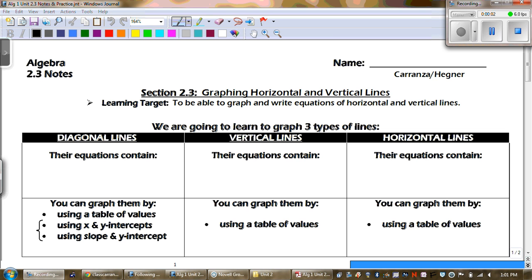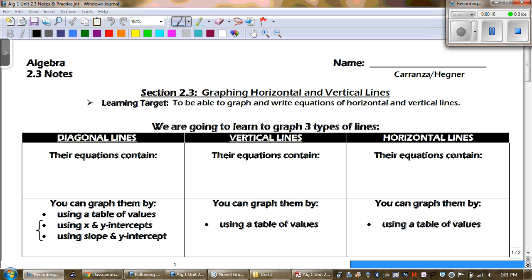Hey guys, this is Mr. Grice for Algebra 1, Unit 2.3 Notes. Today we're talking about graphing horizontal and vertical lines. Our learning target today is to be able to graph and write equations of horizontal and vertical lines.